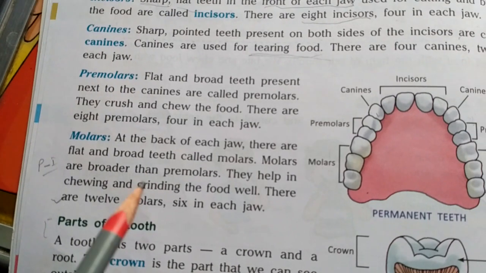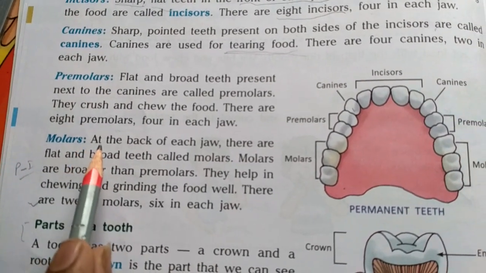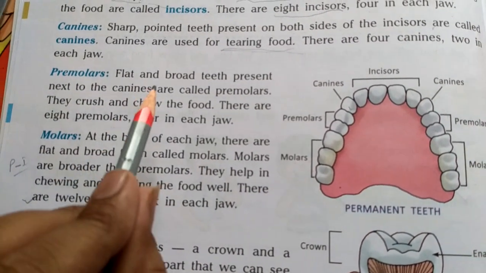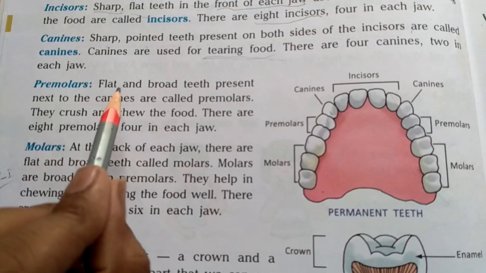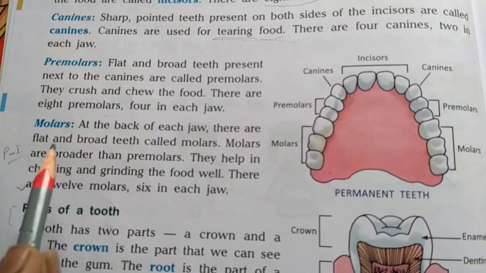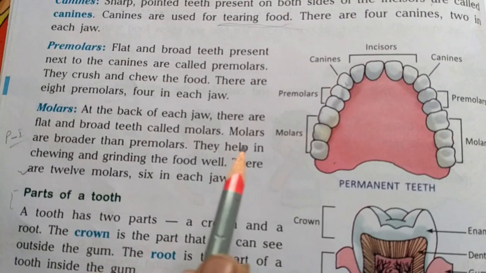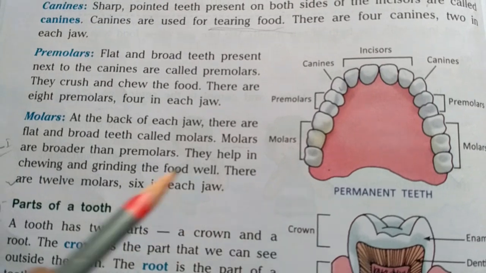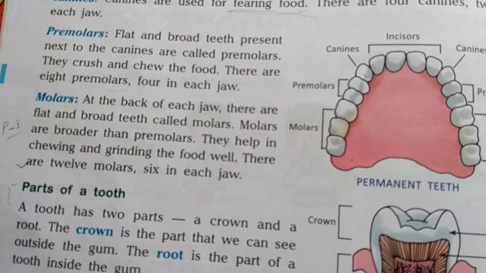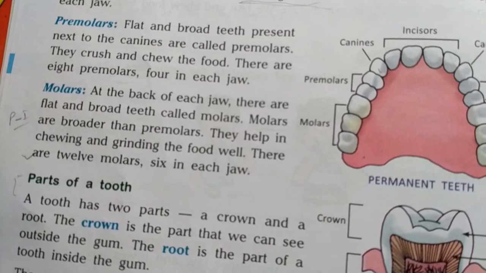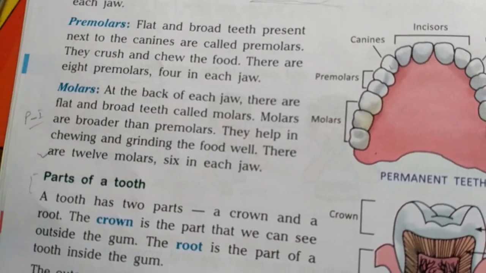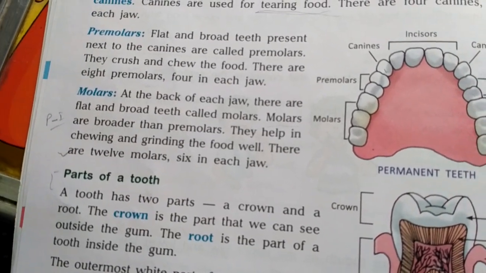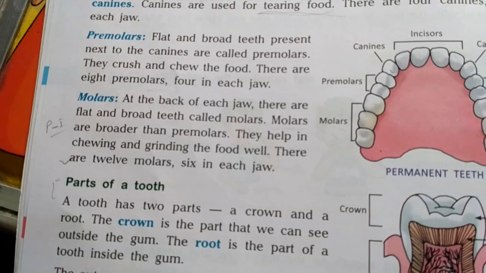Coming on to the last type, molars. At the back of each jaw, there are flat and broad teeth. Premolars were also flat and broad, and these molars are also flat and broad teeth. But molars are broader than premolars. What is the difference? The molars are even broader than the premolars. These are the broadest teeth, present at the very back of your mouth, at the end of the row of teeth.